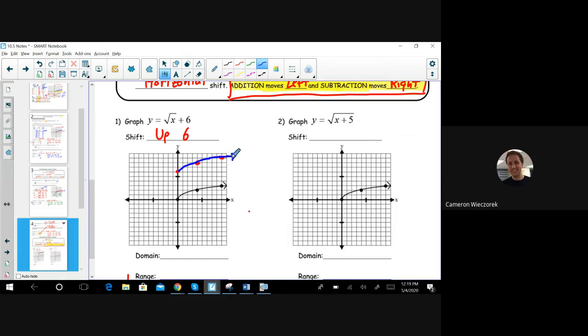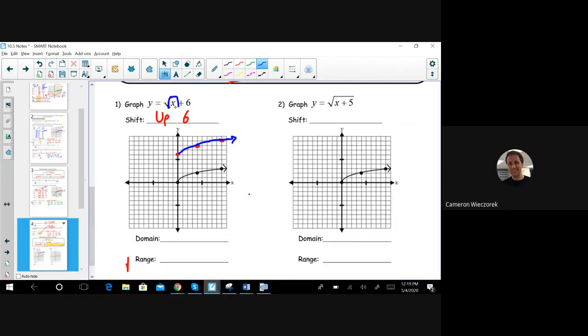You'll notice I'm not putting an arrow on the other side because it's not allowed to go to the left of 0. That's because of my domain. I take what's under the radical and set it greater than or equal to 0. So my domain here is x greater than or equal to 0, or you could put it as 0 to infinity. The range: what's the lowest y value it reaches? The lowest y value is 6, and then it goes up forever. So the vertical shift affects the range. It's all the y values greater than or equal to 6. There's your interval notation if you want to use that.